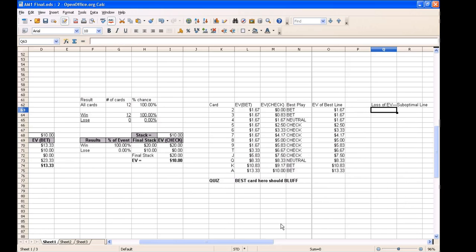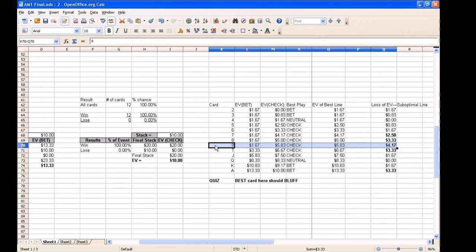So how much EV are we losing by making the wrong decision? So we're going to get the absolute value. I mean, you could simply subtract the best line from the worst line. But I think the absolute value just shows you the difference between these two numbers, the absolute value of the difference. And I'll highlight the biggest numbers, everything over 2. And I thought this was really interesting.